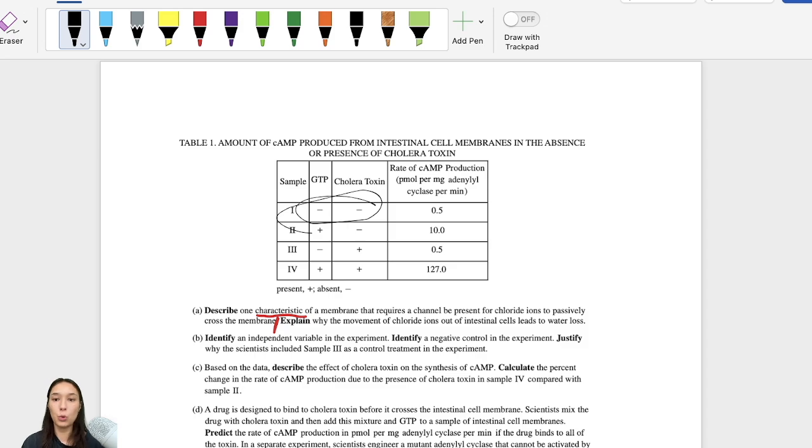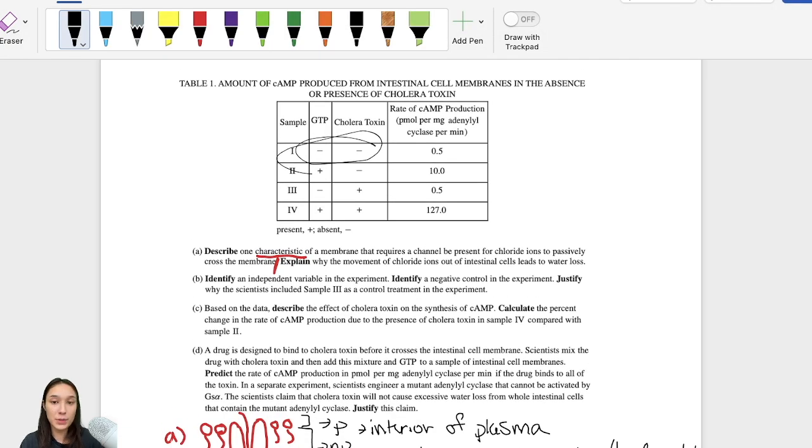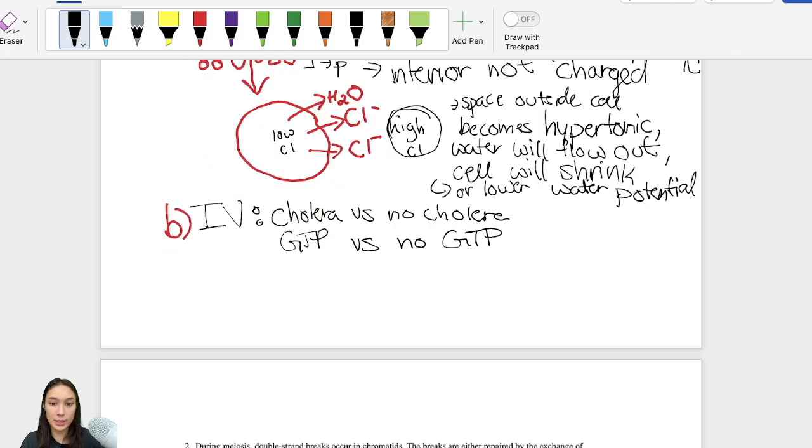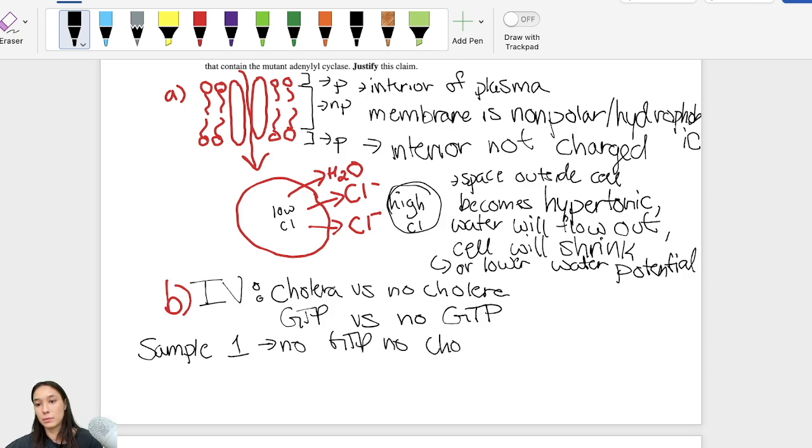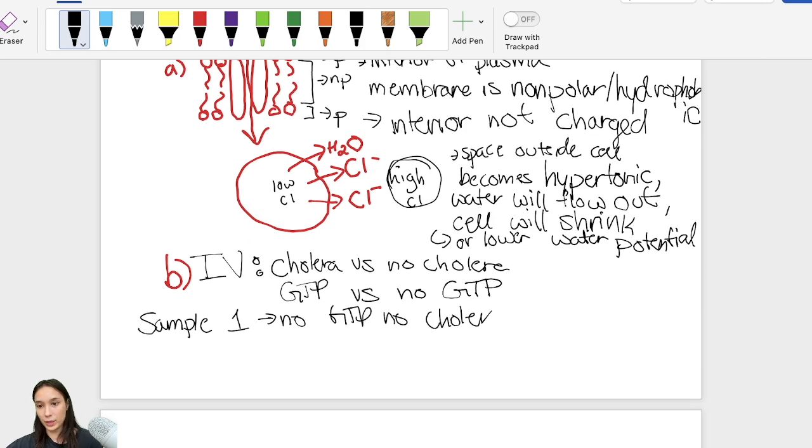So let me write down the whole range of options, but it's always going to be something that does not have the independent variable affecting it, so it can act kind of as a baseline. So I personally, the first one that came to my head was number 1, just because it's like the double kind of negative. So let's list the negative controls. So sample 1 is an example, which is no GTP, no cholera. Shift that down a little bit.